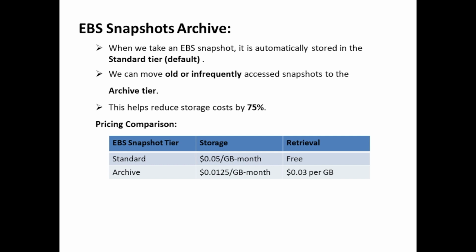When we look at the retrieval fee, for a standard snapshot, the retrieval fee is 0. For Archive snapshot tier, when we retrieve it from Archive snapshot tier to standard snapshot tier, we need to pay AWS $0.03 per GB of data.